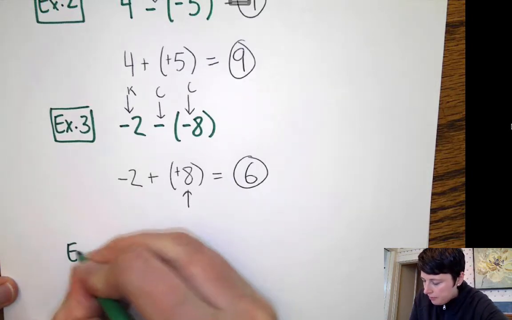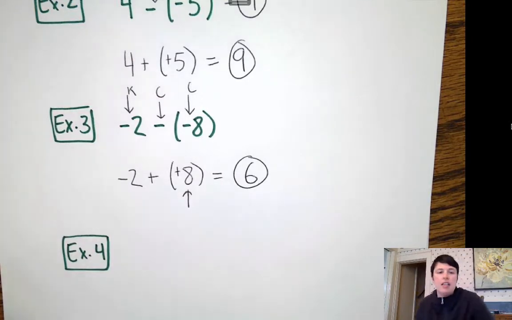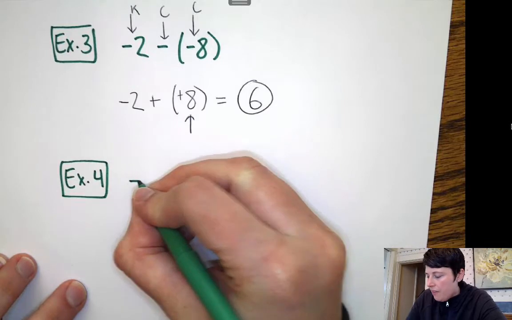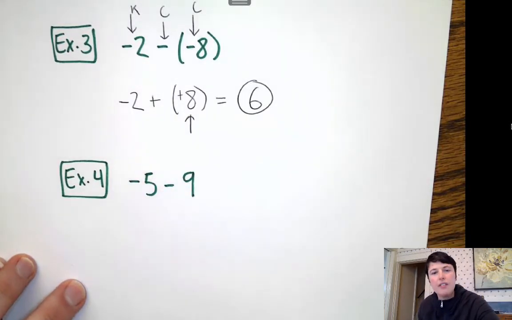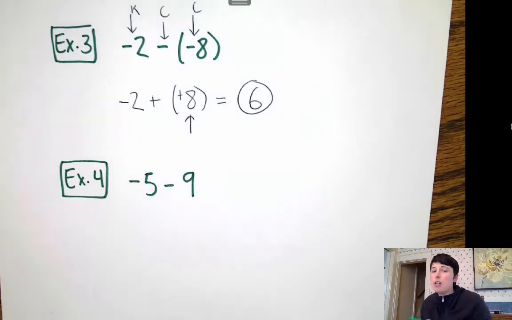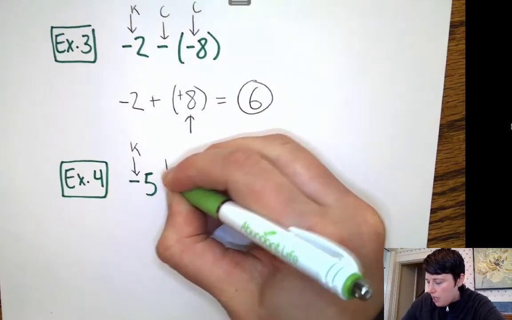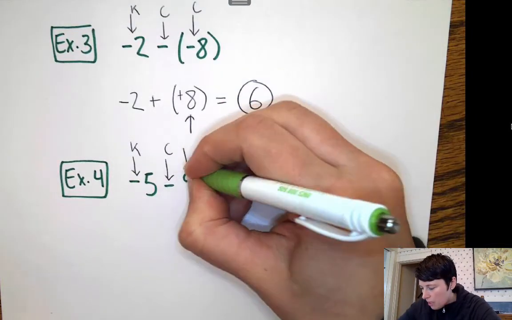Example 4. Let's say in this last example for our video, we have the number -5, and we're going to take away 9. -5 take away 9. It's another subtraction problem. I just said the words take away, so I know I'm going to KCC it. It means I'm going to keep, I'm going to change, and then where's the last change going to go? The KCC. Well, it's going to go here with the 9.